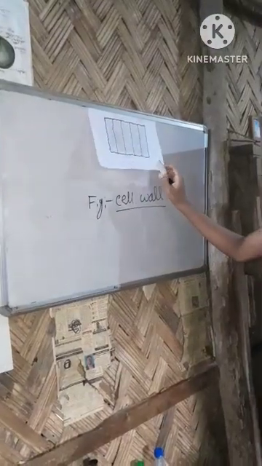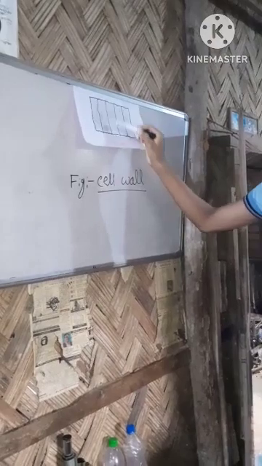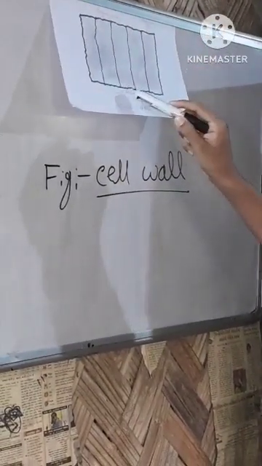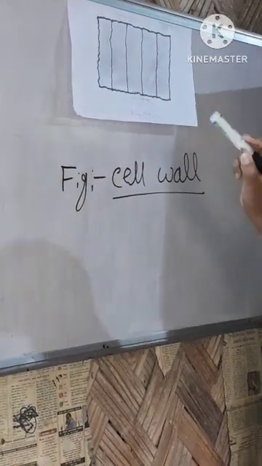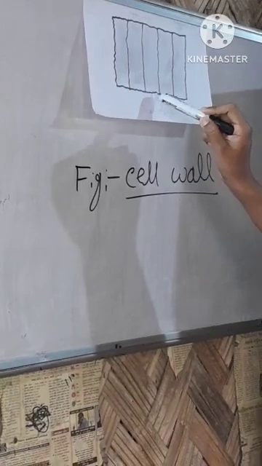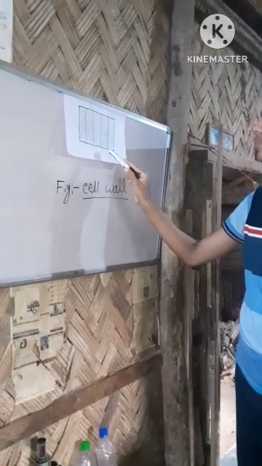Today I am going to discuss the structure of cell wall. The cell wall is made up of three parts: primary cell wall, middle lamella, and secondary cell wall. At first, we discuss middle lamella. It is the most common part of the adjacent plant cell walls. It is made up of calcium pectate and magnesium pectate.